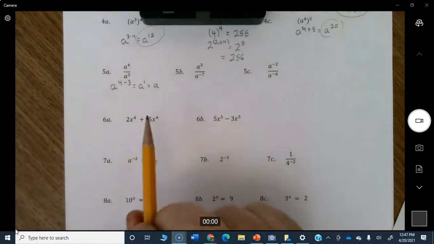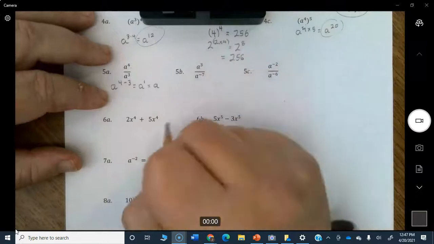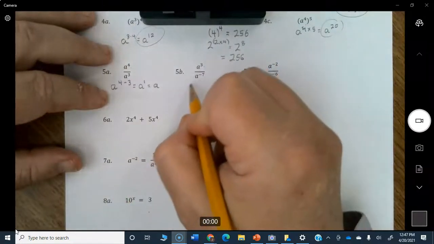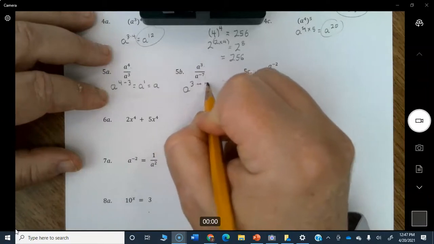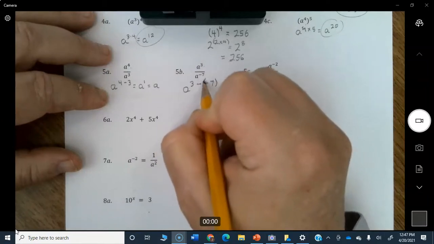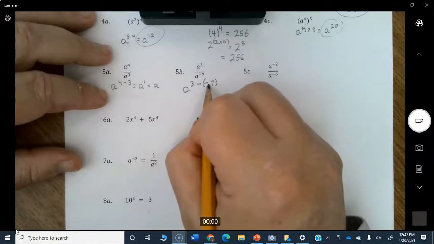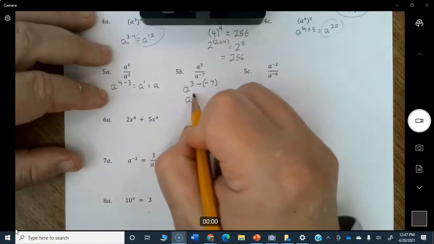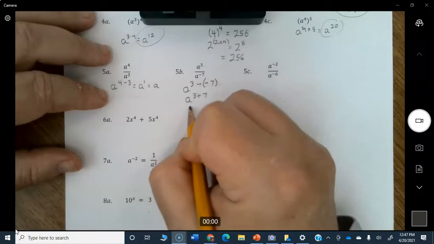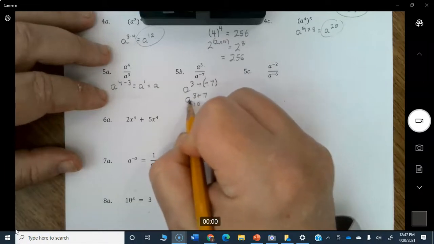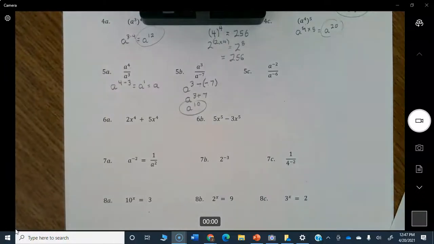All right, 4 minus 3. Okay, a to the 3 minus 7. So be careful on these. The double negatives can mess you up here. So this is equal to a to the 3 minus, and then negative 7. So you have a double negative there. So this becomes a plus. So it's equal to a to the 3 plus 7. And that's a to the 10th power. And that's the answer there.